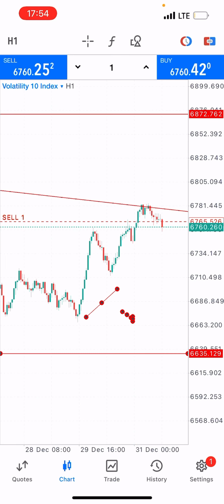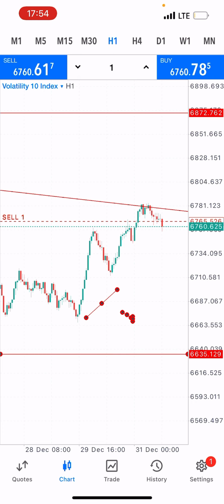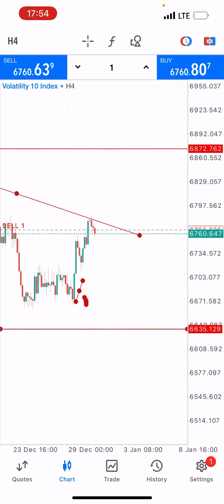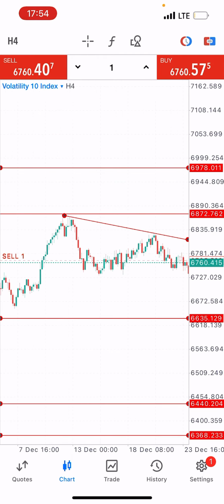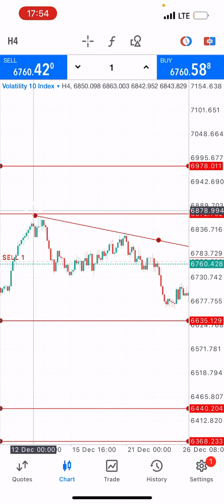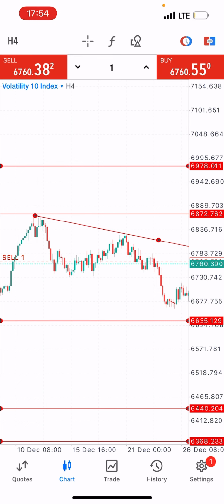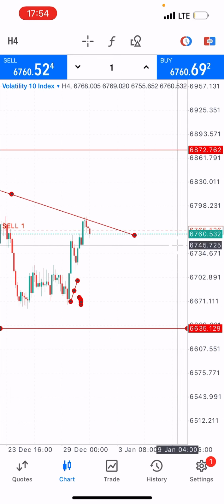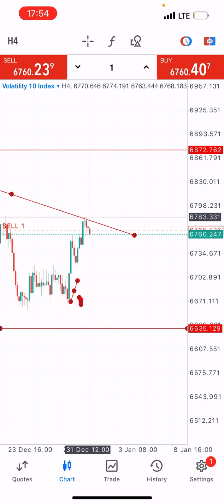So now, if you see an uptrend like this, this is Volatility 10 Index. You see an uptrend on any synthetic index and you want to get into such a trade. Currently this is an uptrend. You just have to go to a higher time frame like the 4-hour time frame, and you can see here I have a downtrend line, first touch right here, second touch, and finally the third touch. So this is the third touch.